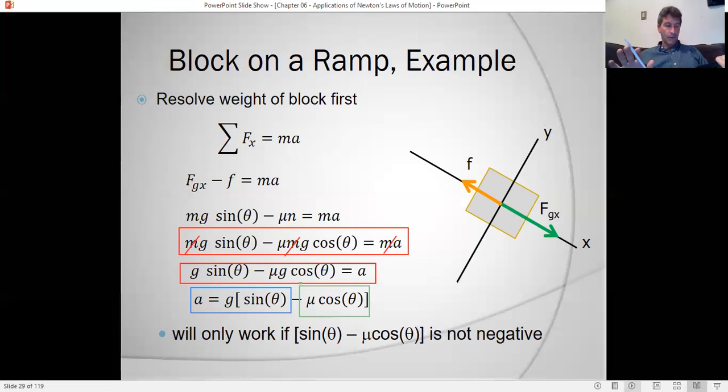Got to be really careful here, folks, because friction cannot make something move. So this second term can never be bigger than this first term. If it is, the block's not moving. Because remember, friction can't make things move. It can only slow things down. So this only works for the case where sine theta is bigger than mu cosine theta. Okay? Again, if the second term's bigger, it's just not moving. That's all it means.